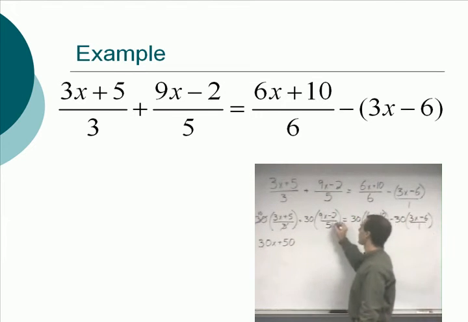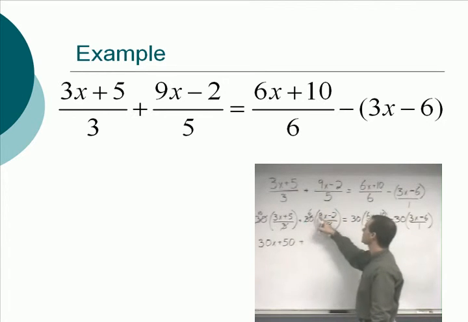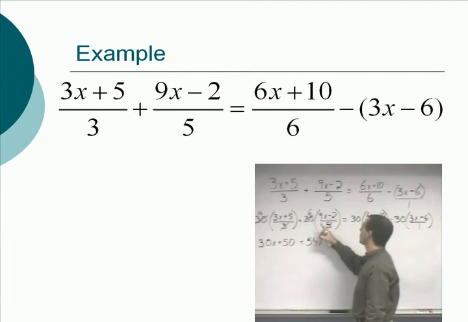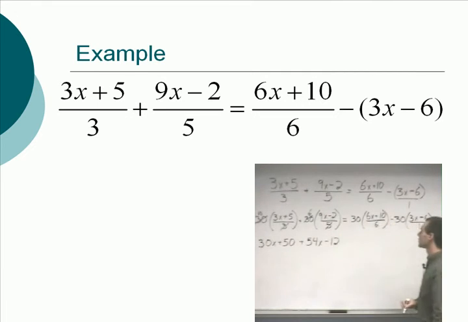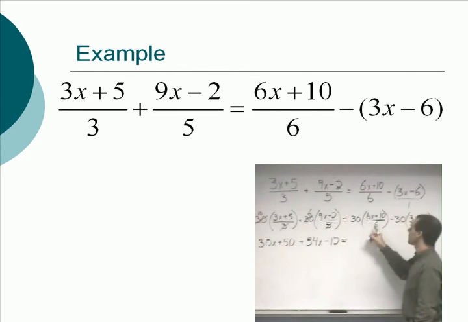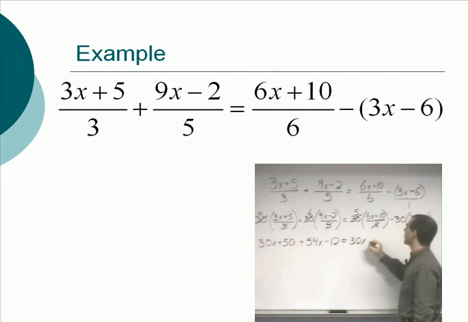Next one, 30 and 5 will cancel and leave you with 6. So we have plus 6 times 9x, 54x, minus 12, equals. 30 and 6 will cancel. Leave you with 5. 5 times 6x is 30x plus 50.